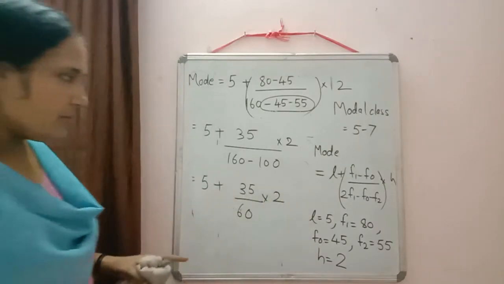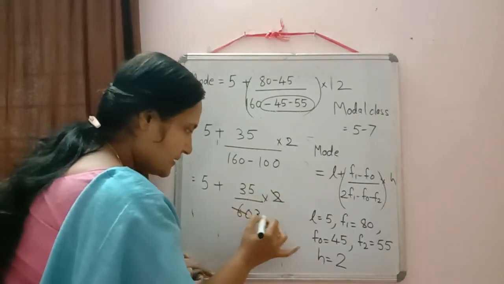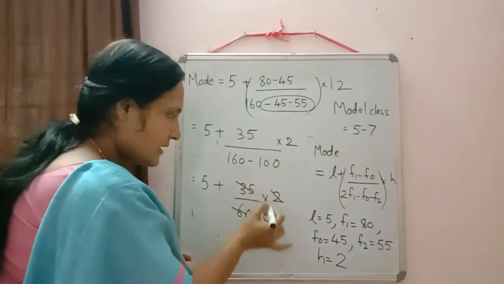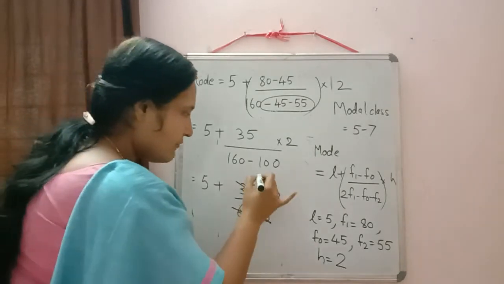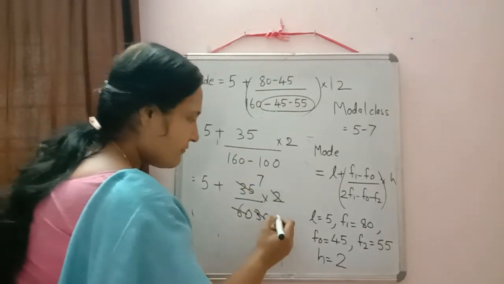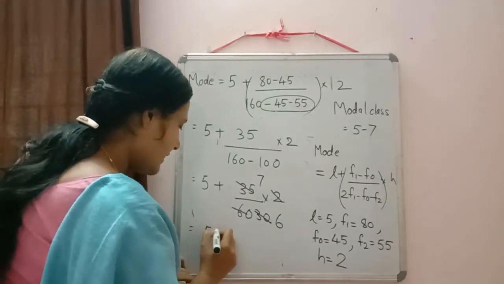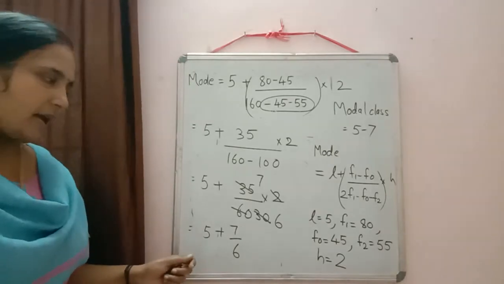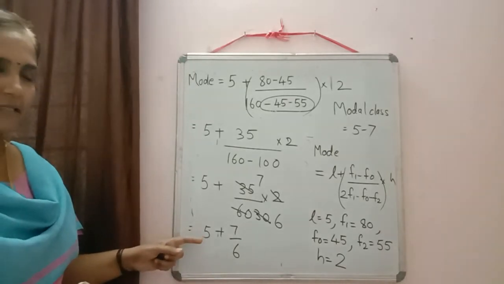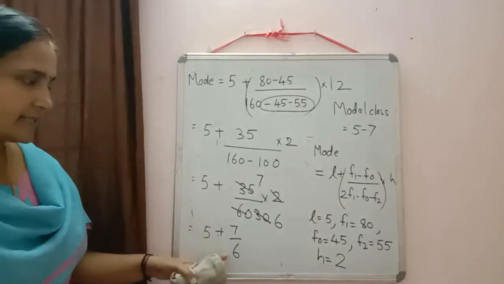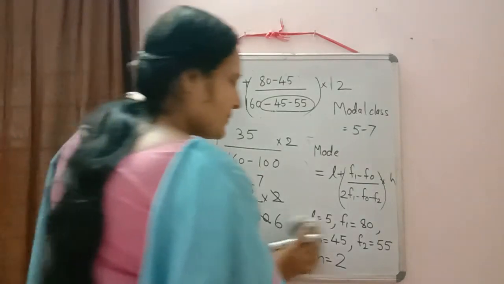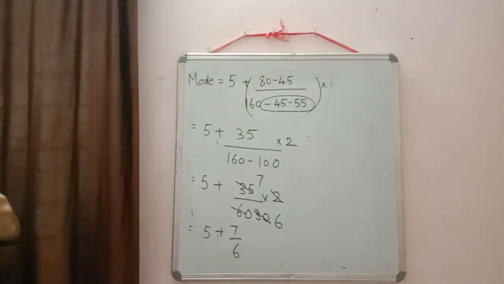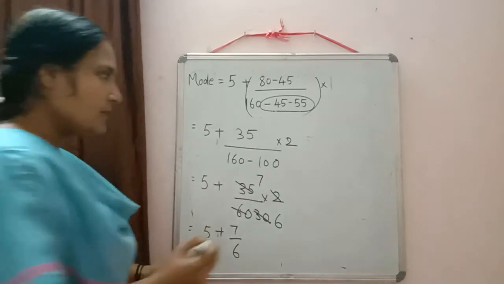Now we can cancel here only. It will be equal to 2 3s. So we are getting 35 by 30. Now 35 by 30 also we can cancel by 5. So we will get 5 7s 35, 5 6s 30. So here we are getting 5 plus 7 by 6. Now here it's my suggestion that you don't do the cross multiplication. Instead of that, 7 by 6 is easy to convert in decimal. So there only you can convert in decimal because mode we cannot write in fractions.